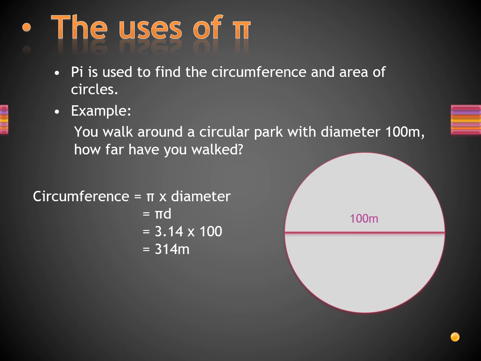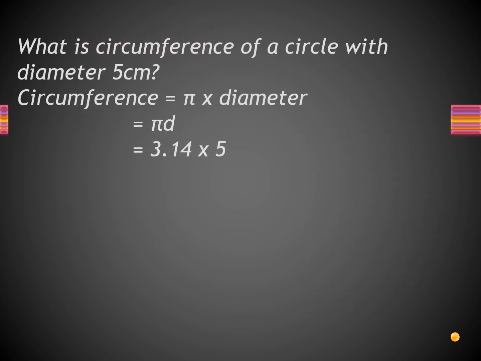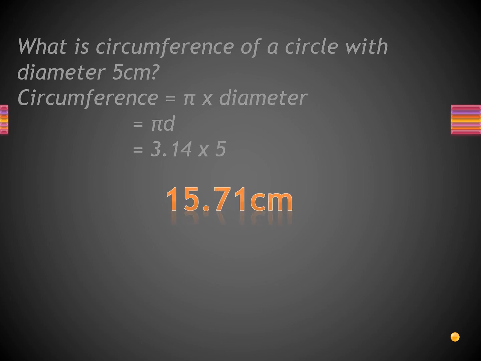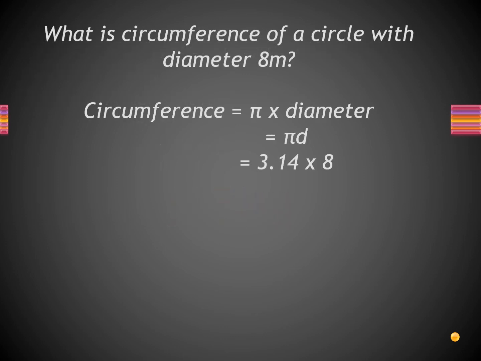So for circumference, we'll use the formula pi multiplied with diameter. And the value of pi, we will take 3.14. Diameter is given 100. So after multiplication, we will get 314 meters. So remember to use the formula circumference is equal to pi into d. Here is another question. Calculate the circumference of a circle with diameter 5 centimeter. So we use the same formula pi into d, 3.14 into 5, and you will get the answer 15.71.